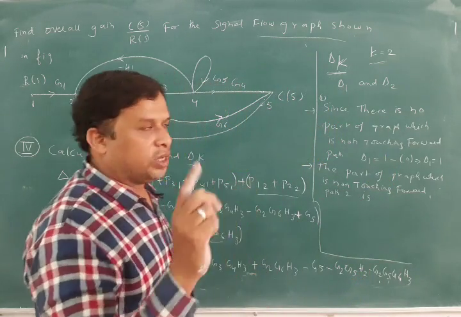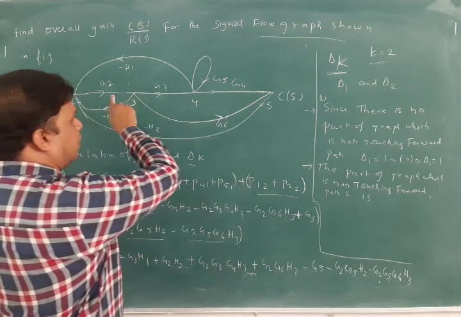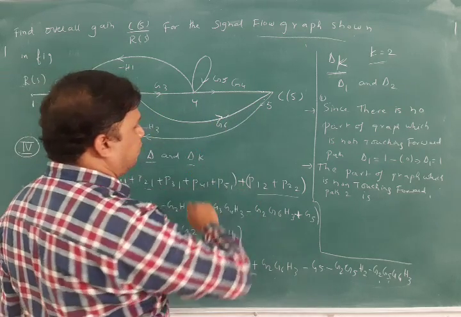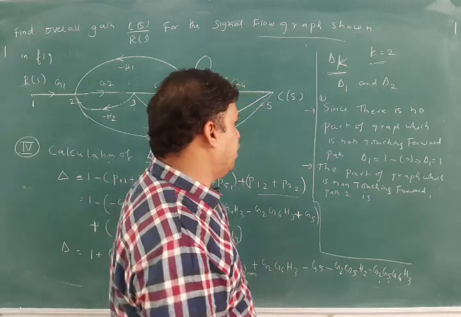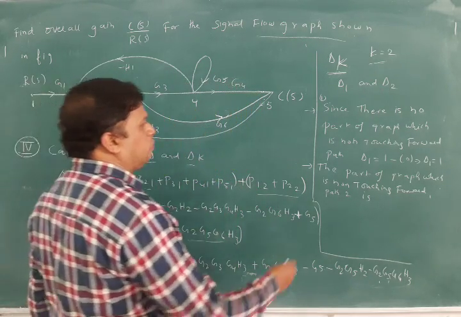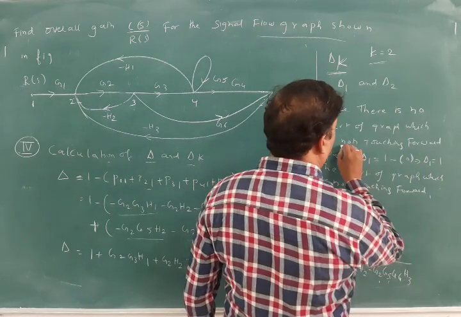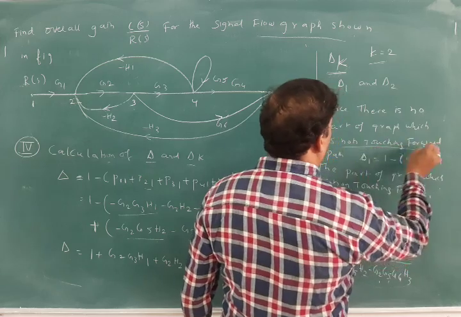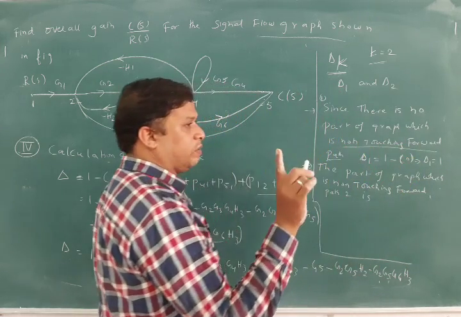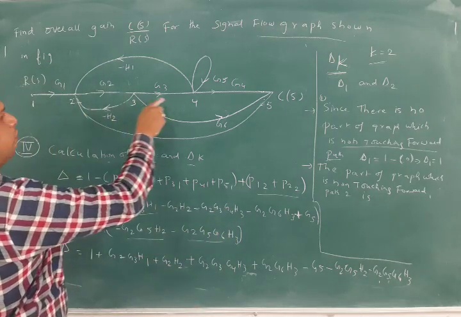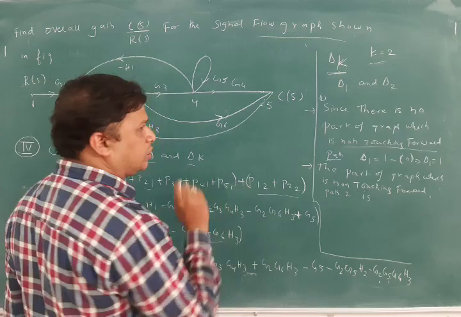In forward path 1, as we have drawn already, this forward path doesn't have any non-touching forward path. So there doesn't exist any non-touching forward path here. And for the second forward path, we can write delta 1 is equal to 1 minus 0, since there is no non-touching forward path. No non-touching forward path exists for forward path 1, which means 1, 2, 3, 4 and 5. Here there is no part of the graph which is non-touching.